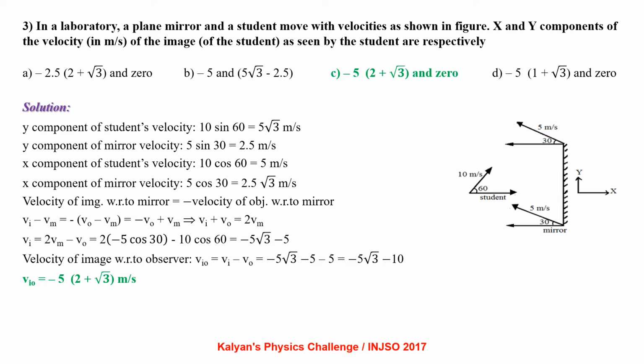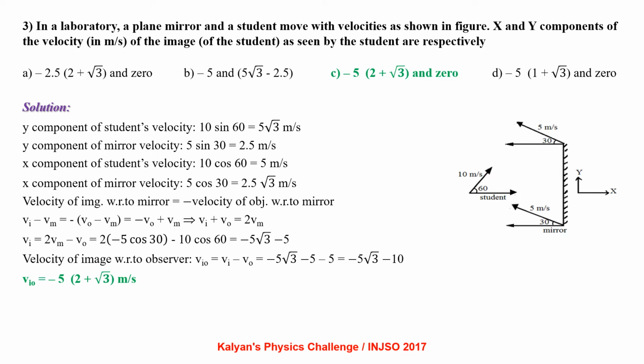Y component of student's velocity is 10 sin 60, which is 5 root 3 meter per second. Y component of mirror velocity is 5 sin 30, that is 2.5 meter per second. X component of student's velocity is 10 cos 60, that is 5 meter per second. X component of mirror velocity is 5 cos 30, that is 2.5 root 3 meter per second.